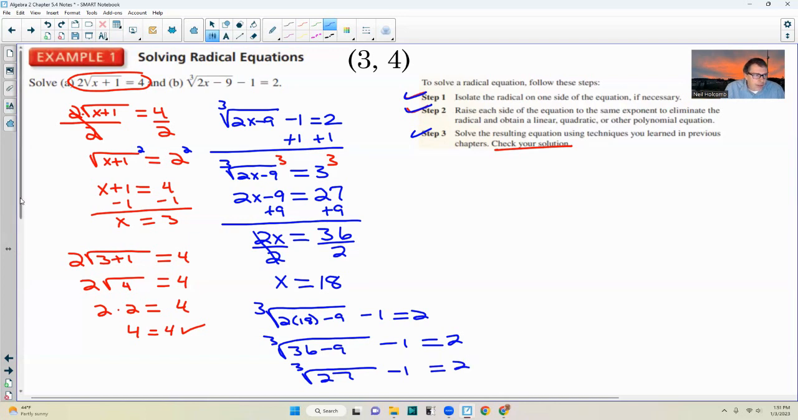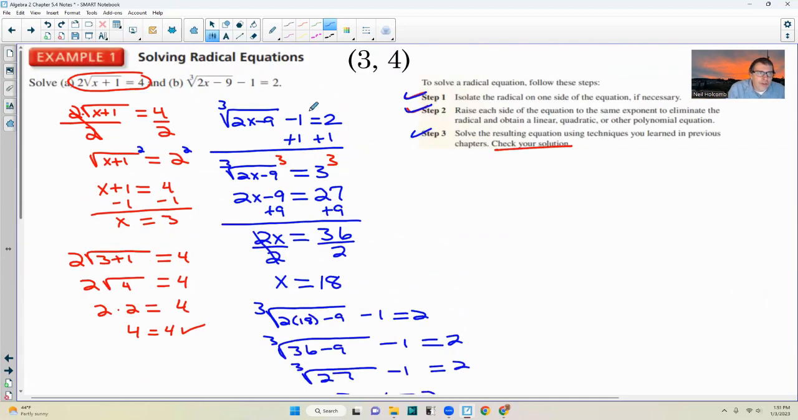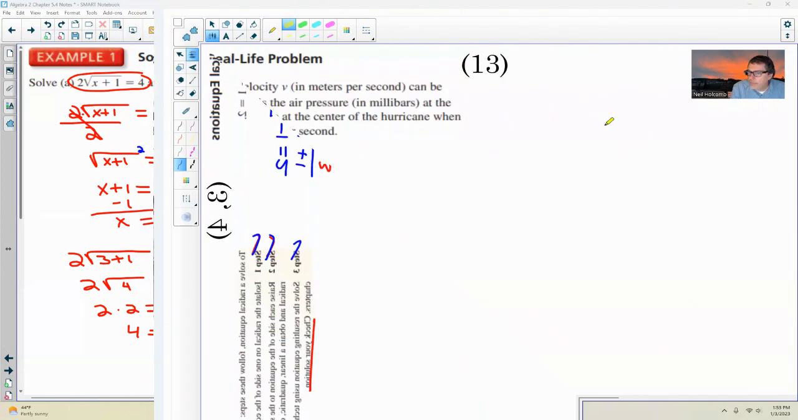Okay, let me just drag this down a little bit, and I'm going to add 1 to both sides. Actually, no, I'm not. I'm trying to see if this equals 2. The cube root of 27 is 3. Minus 1 equals 2. 3 minus 1 is 2. 2 equals 2. It checks. So that is how you solve radical equations. With this example, you should be able to do problems 3 and 4 on your exercise.